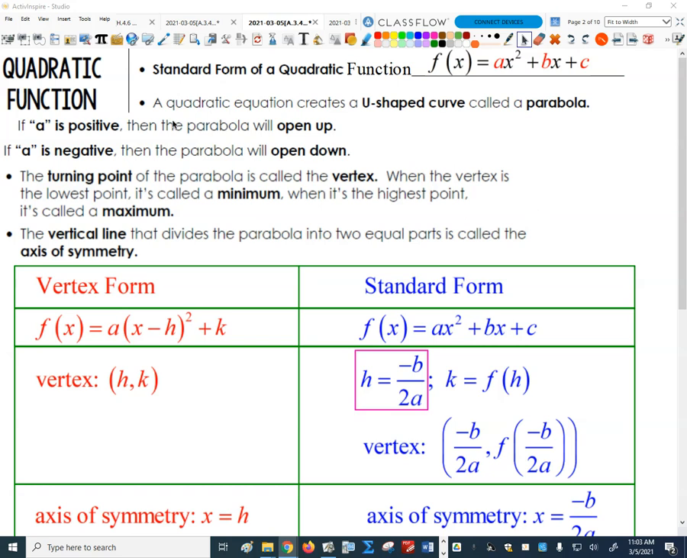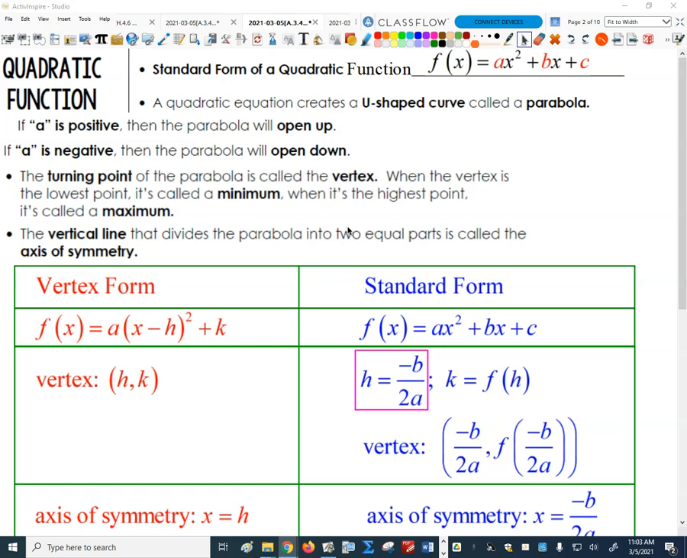Okay, so we know a couple things though. We know that when A is positive, right, A is the same in standard form as it was in vertex form. A is the vertical dilation factor. So when A is positive, the parabola is going to open upward. When A is negative, it's going to open downward. It gets reflected and it opens downward, right?